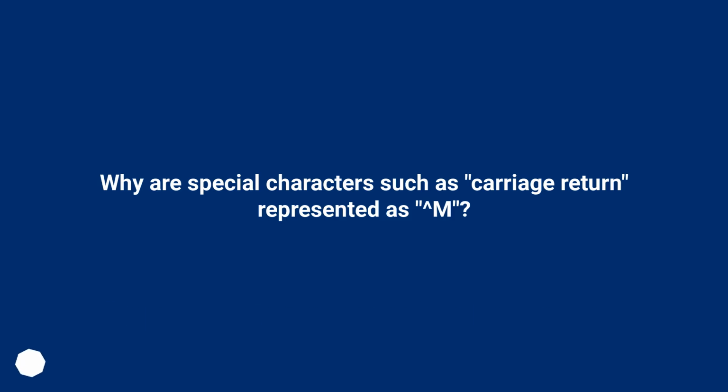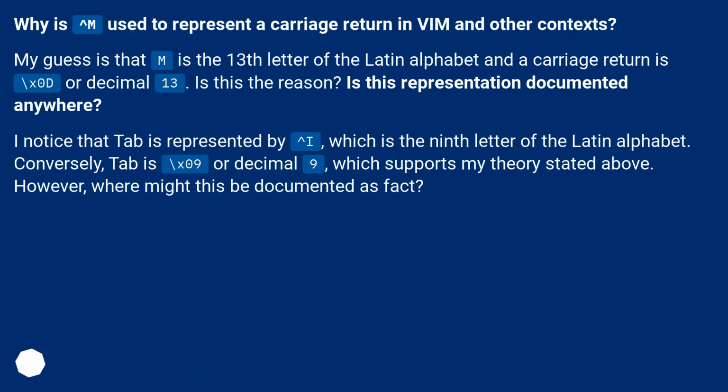Why are special characters such as carriage return represented as ^M? Why is ^M used to represent a carriage return in Vim and other contexts? My guess is that M is the 13th letter of the Latin alphabet and a carriage return is \x0d or decimal 13. Is this the reason? Is this representation documented anywhere?